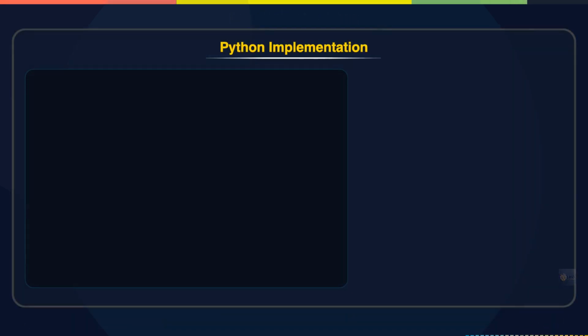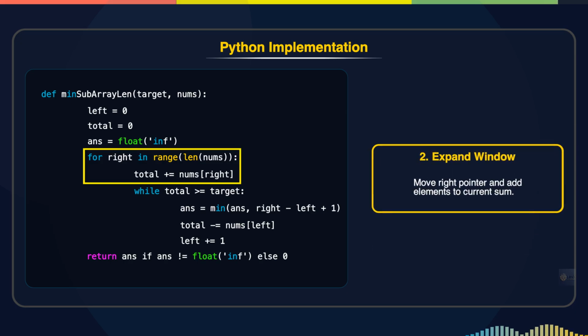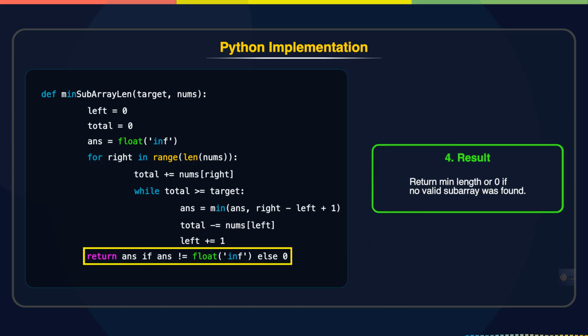Now let us look at the Python implementation. We start by initializing our left pointer, our running total sum, and our answer variable to infinity. As we iterate with the right pointer, we add each element to our total. Then, while our sum is greater than or equal to the target, we update our minimum length and shrink the window from the left by subtracting the value and incrementing the left pointer. Finally, we return our result, or 0 if no such subarray was found.